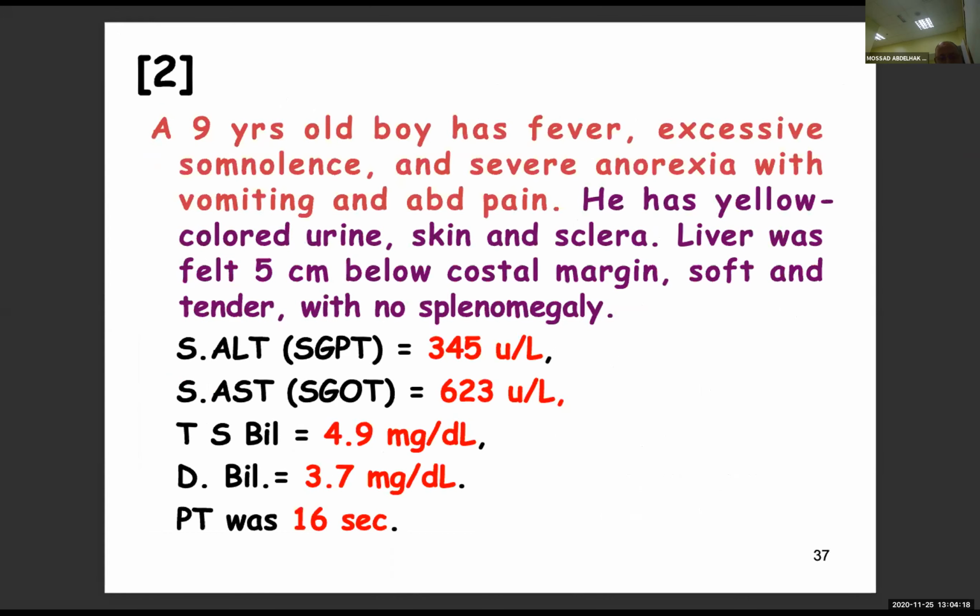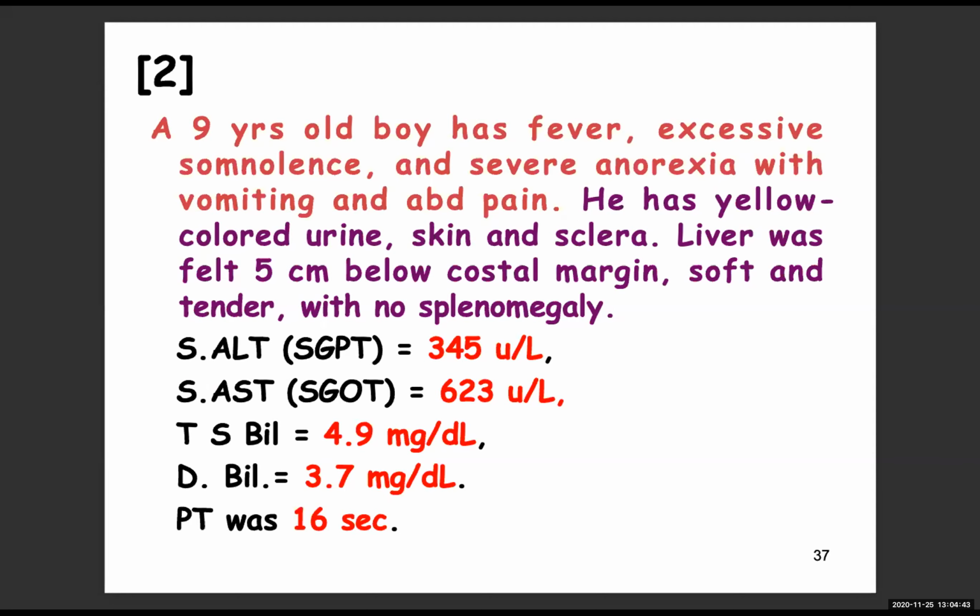Who can read, or should I choose? Okay. Who is Noor Shazwani? Noor Shazwani. Can you read this question for your colleagues, please? I'm here, Doctor.